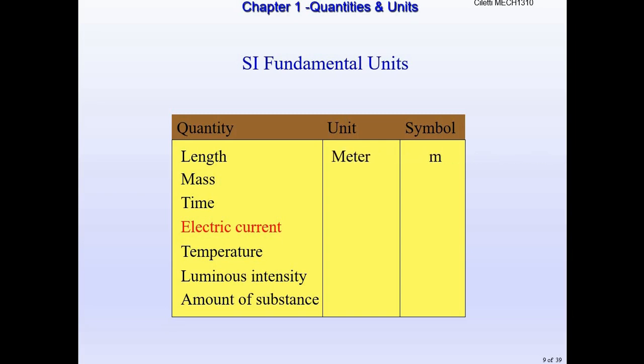So some of these you should know. Length: meter, the symbol for meter is a lowercase m. When we start talking about mass, we're going to talk about kilograms. Time is always going to be in seconds for us. Current is an ampere, and we're going to use the symbol A for amps. Temperature is Kelvin, and we're going to use a capital K.